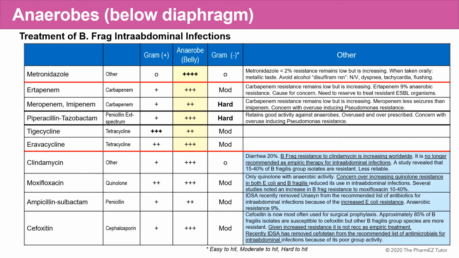Clindamycin has some gram-positive activity, but it has no gram-negative activity. So in the past, it was an ideal candidate for targeting intra-abdominal use. However, due to many years of use, it has seen declining anaerobic coverage. For moxifloxacin and ampicillin sulbactam, not only have we seen an increased resistance to B. fragilis, but they have also developed resistance to E. coli.